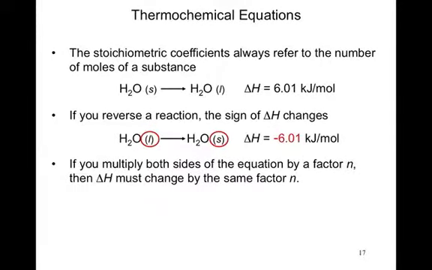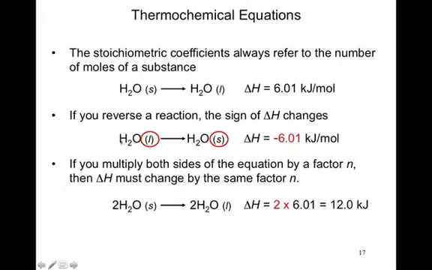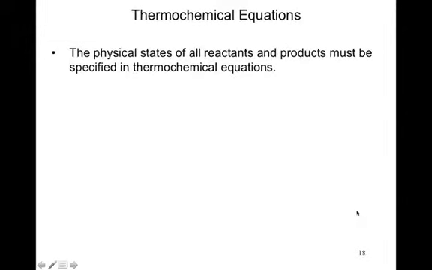If we multiply each side of the equation by a factor of n, delta H changes by the same factor. So here we took the same equation on the top, multiplied by 2, so we take our delta H, multiply it by 2, and find ourselves at 12 kilojoules.